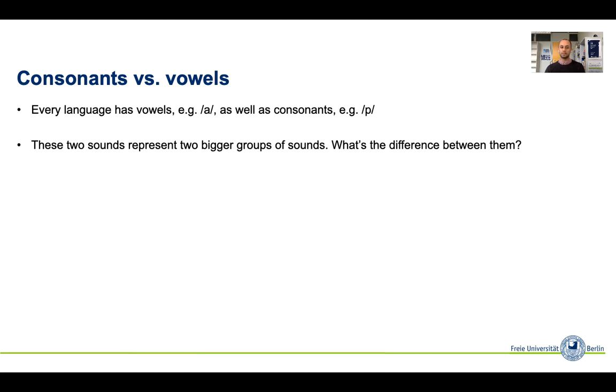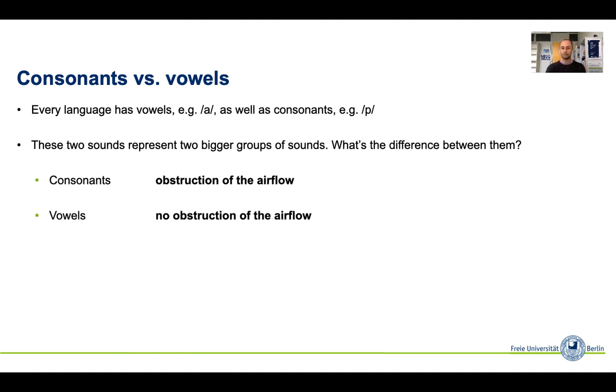The distinction between consonants and vowels is a basic one. Every language has vowels, sounds such as a, o, or the like, and also consonants, sounds such as p, or t, or k. And the difference between these two big groups is that consonants are produced by obstructing the airflow, whereas vowels do not have any obstruction of the airflow.